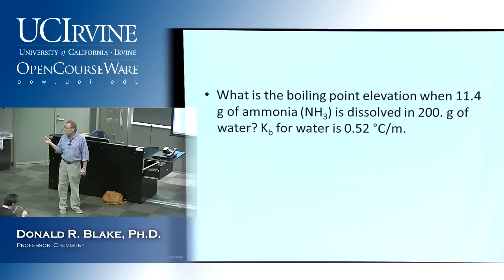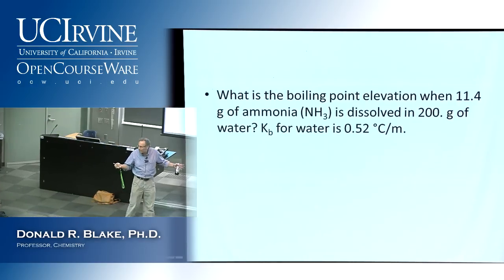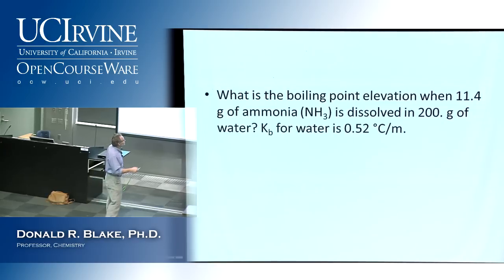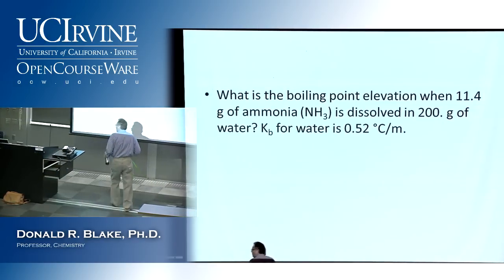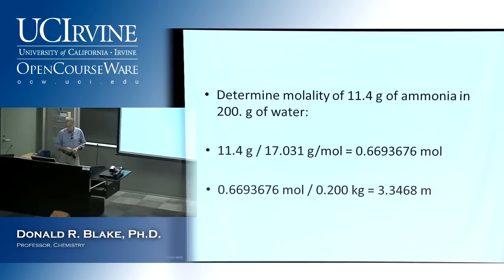For molals, it's supposed to be over a kilogram. So that's 0.2 kilograms right there. So it's about 0.5 moles, 0.7 moles over 0.2. So you're going to have a molality of like 2.5 or 3 or something like that. So it's then going to be 3 times this. So you should have a number around 1.5 degrees. Let's see if I'm right.